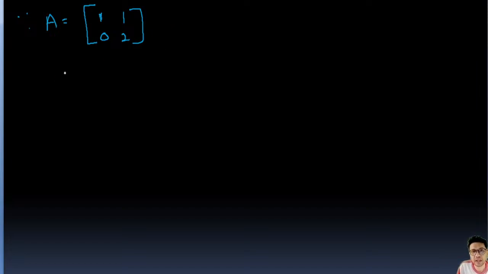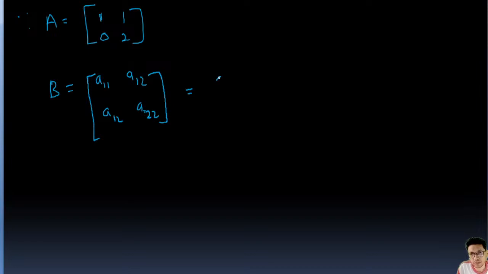For finding A inverse, first we'll find the matrix of cofactors, that is B. We know how to find it, right? We will find A11, A12, A21, A22. For A11, this row gets cancelled, this column gets cancelled, so this is going to be 2.